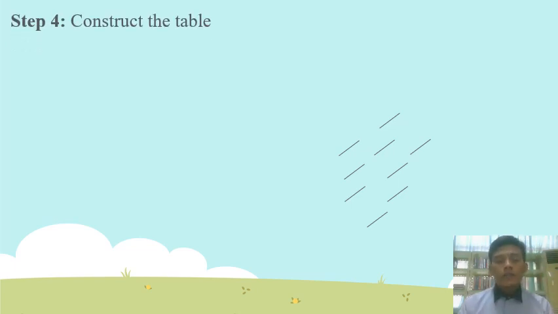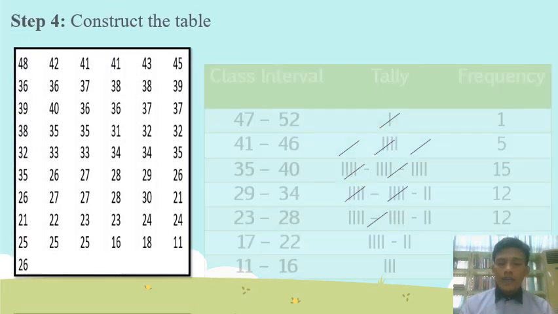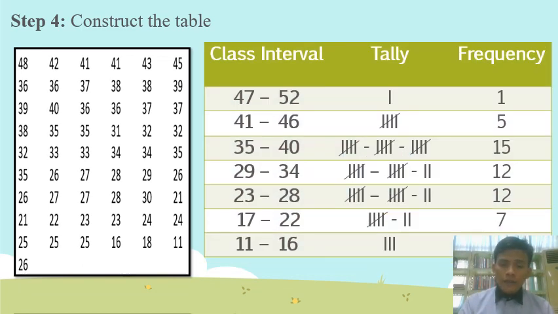Then, fourth step, we need to construct the table for the data. So if this will be our class interval, first step is write 11 as our smallest value. Remember, our class interval is 6. So 11 plus 6, that's 17. 17 plus 6, that's 23. 23 plus 6, that's 29. 29 plus 6, that's 35. 35 plus 6, that's 41. 41 plus 6, 47.